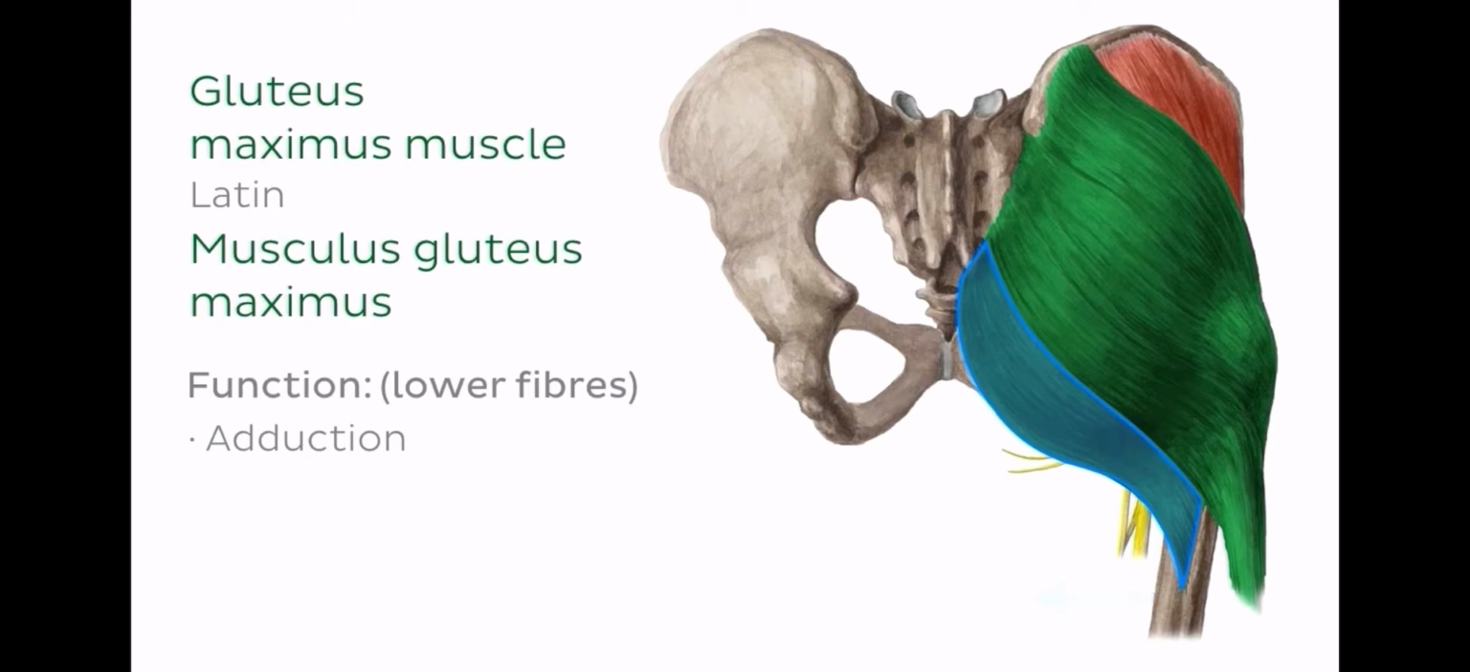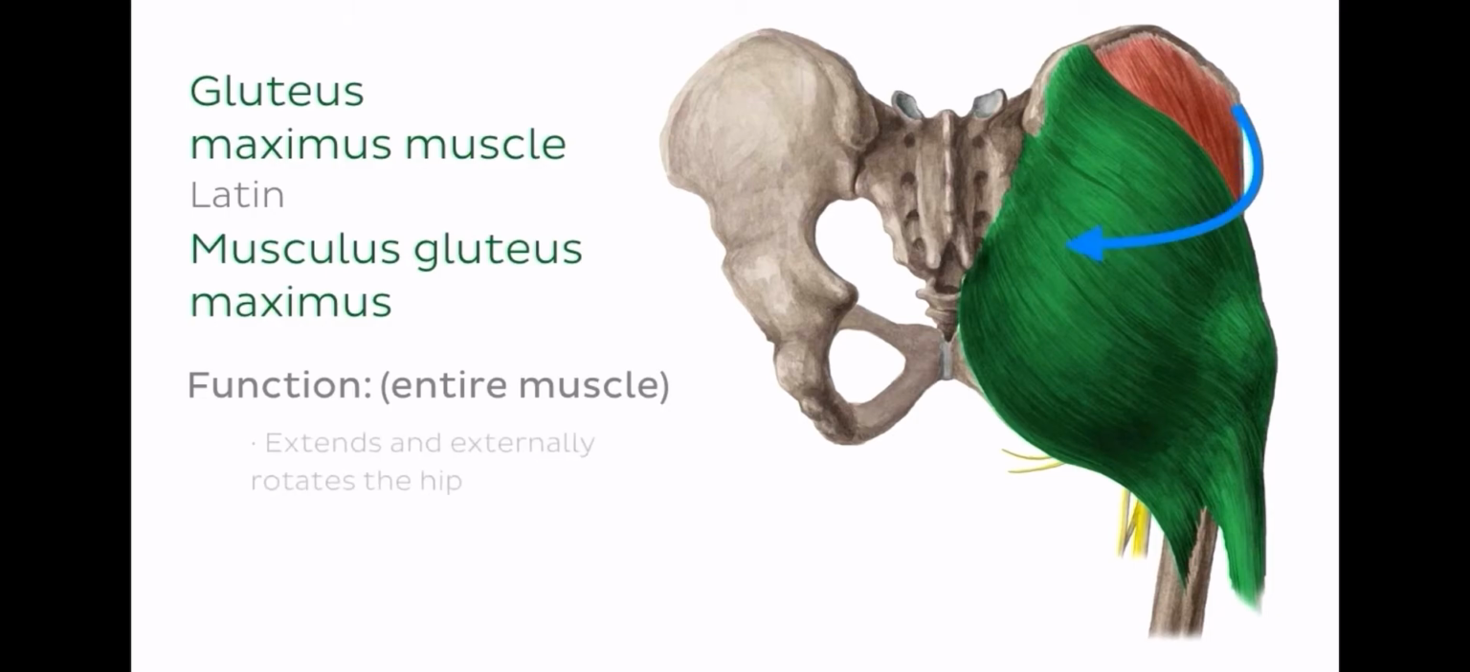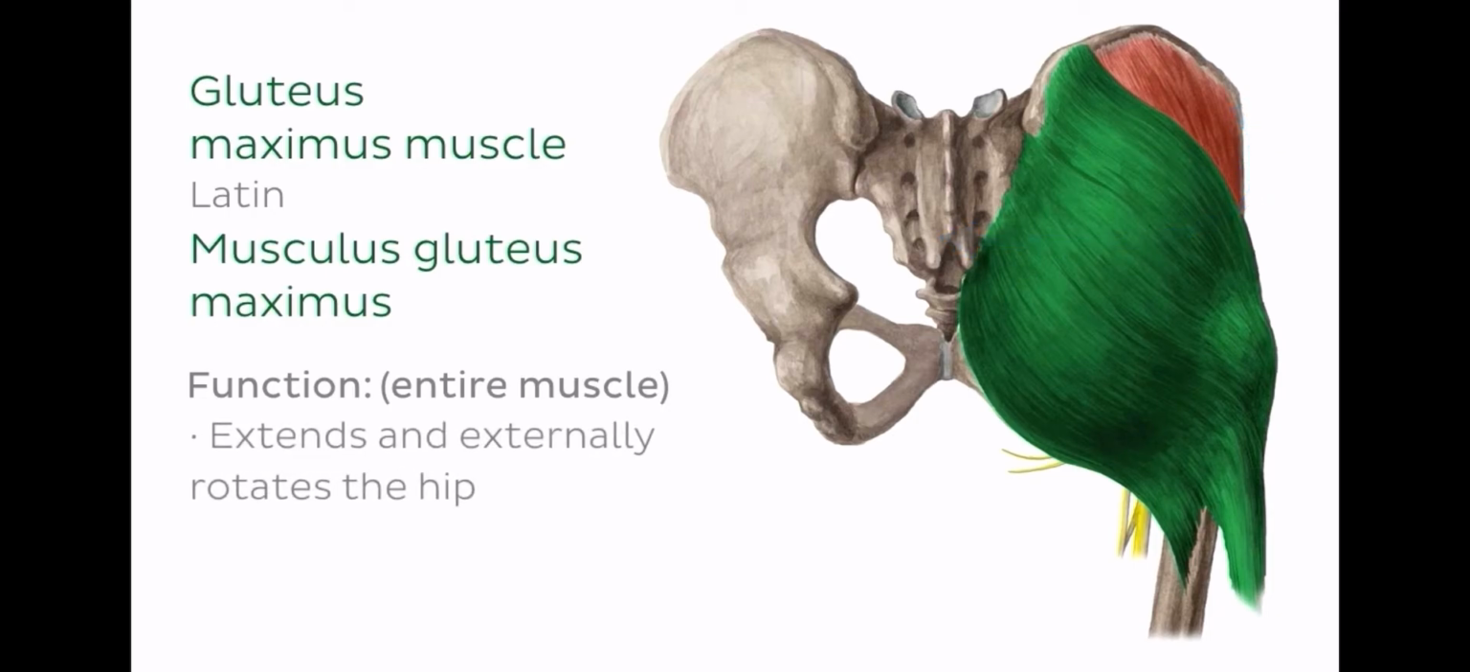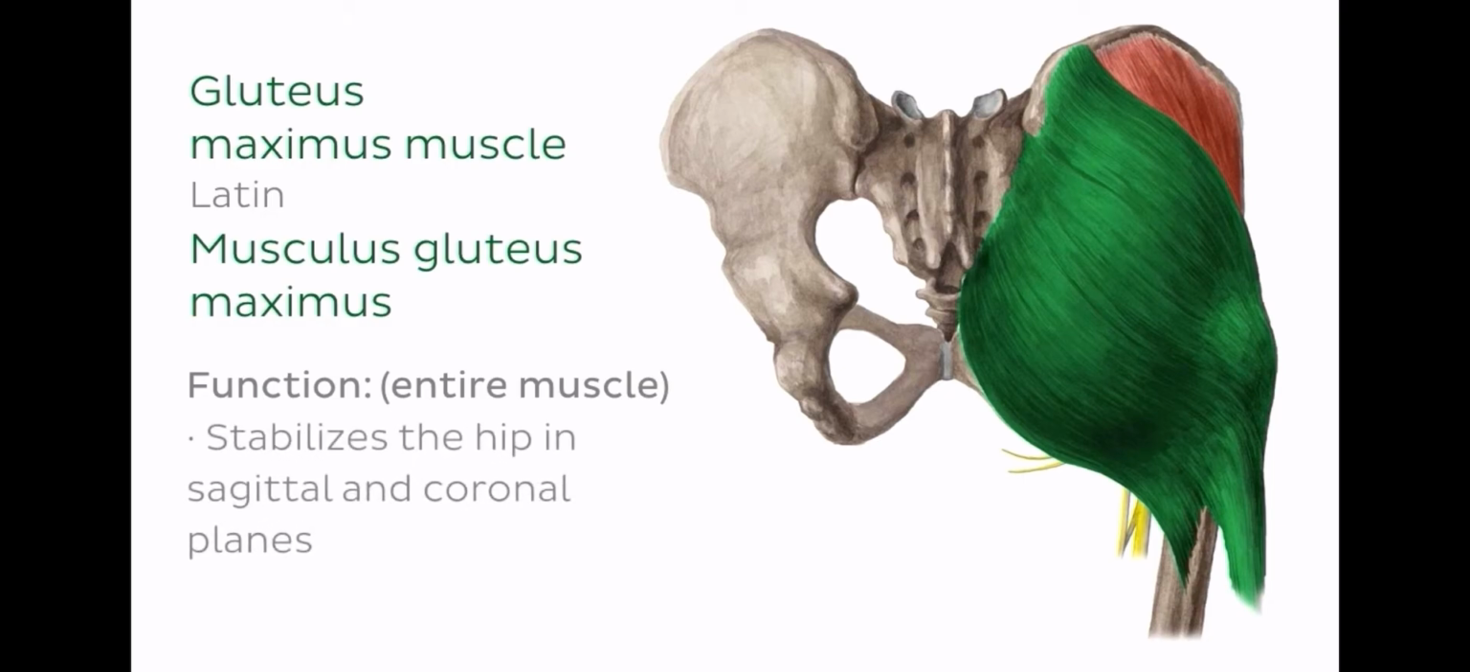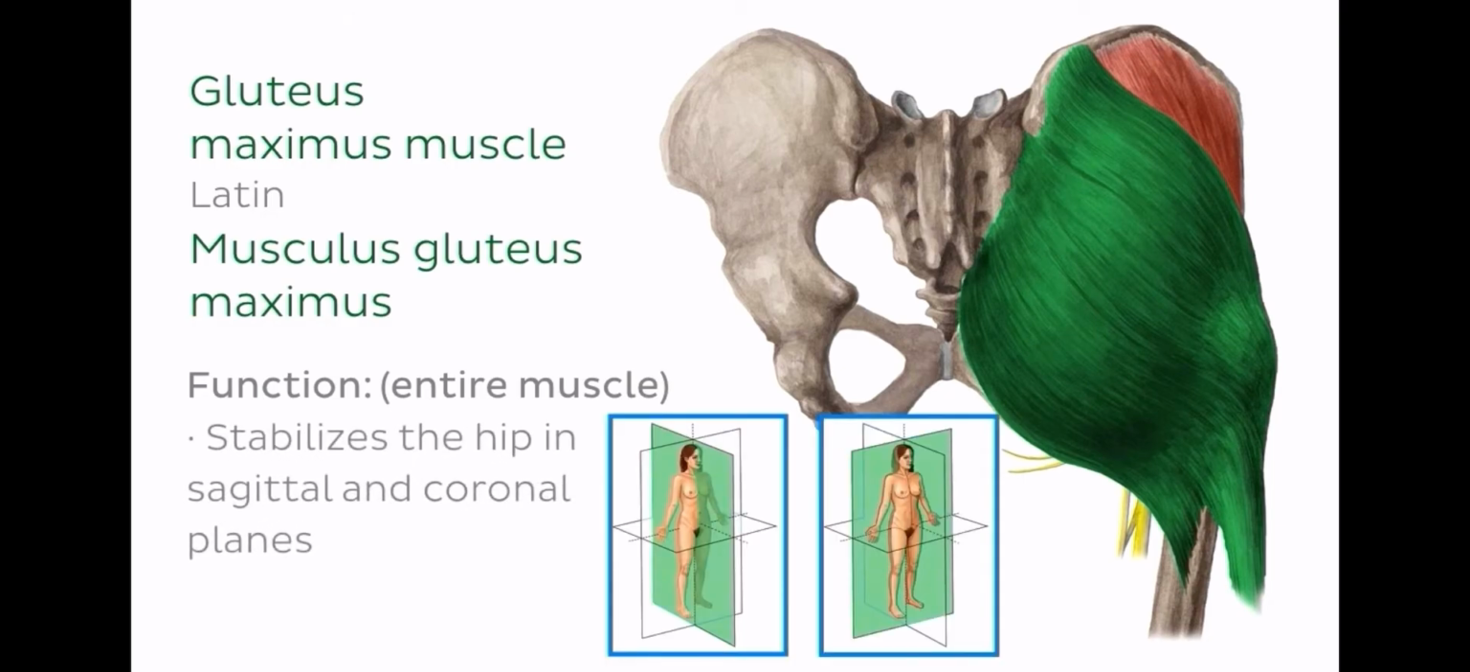When they're working together, the two muscles form a really powerful extensor, and they help to rotate the hip outwardly. In addition to this, the gluteus maximus muscle also stabilizes the hip in the sagittal and coronal planes. And you can see both of those planes in our little blue boxes down the bottom.